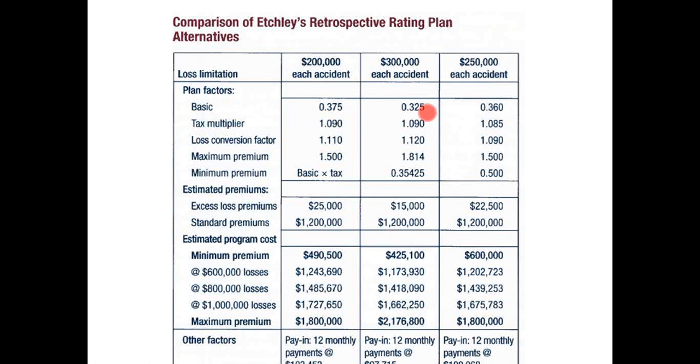essentially, at least on the 300,000, this one has a little bit lower. The tax multiplier is for the most part the same. The loss conversion factor, the idea is the higher, well, you can see this is higher, this is in the middle, how these conversion factors kind of play based upon where you're going. And then the maximum premium in this case for 300,000 is 1.8. It's higher than 1.5, so you're paying more to take on accidents that are higher cost on those.